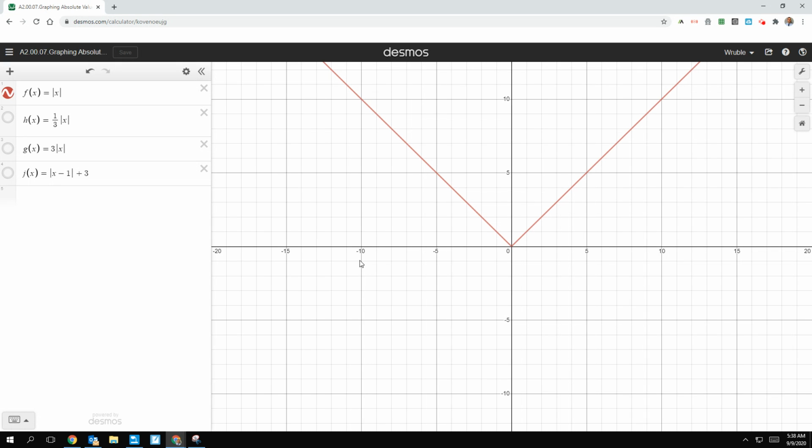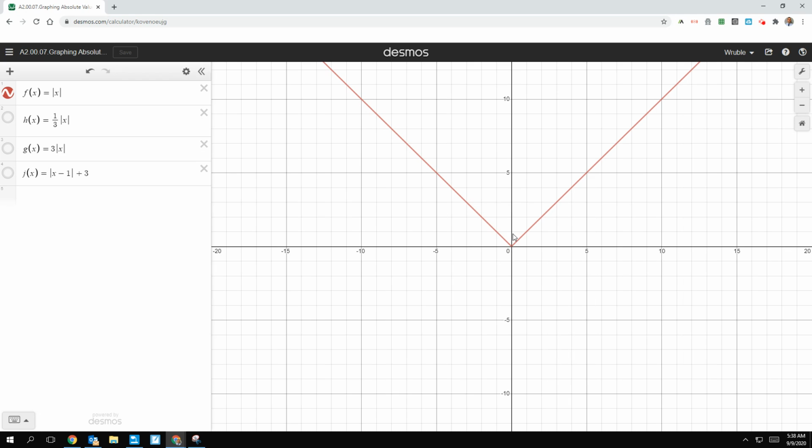We are talking about graphing absolute value functions, and here we have the parent function f of x is equal to the absolute value of x. This is the most basic form of the parent function, and so the value out front of the absolute value sign, if there's nothing written there, it's understood to be 1. So that tells us the slope of our two lines, our two rays.